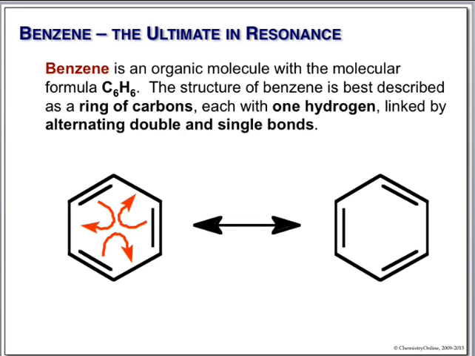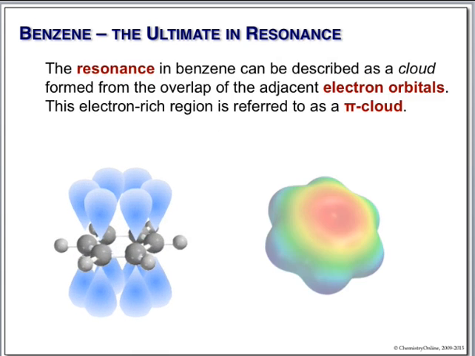Benzene isn't madly flipping back and forth. If we think about how these double bonds are put together, each of these carbons has a p orbital left, don't they? All these p orbitals, top and bottom, overlap. And when they do, they form this.